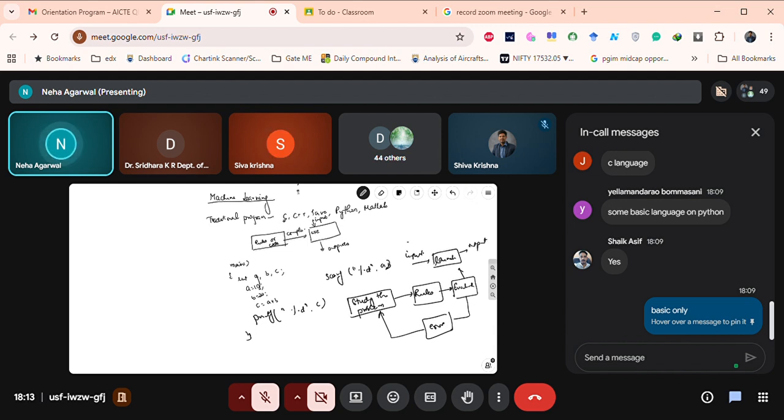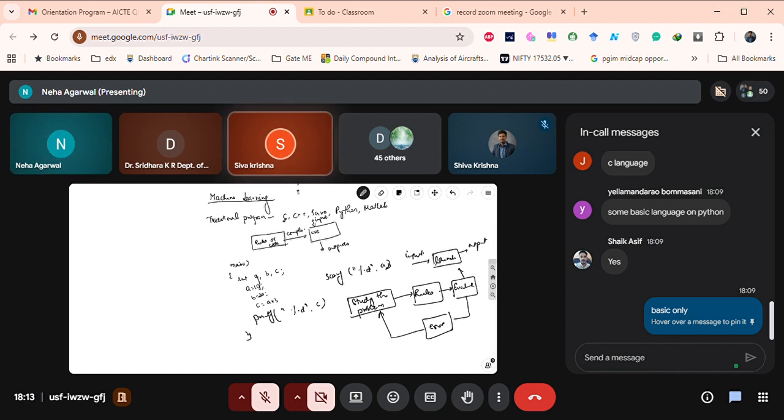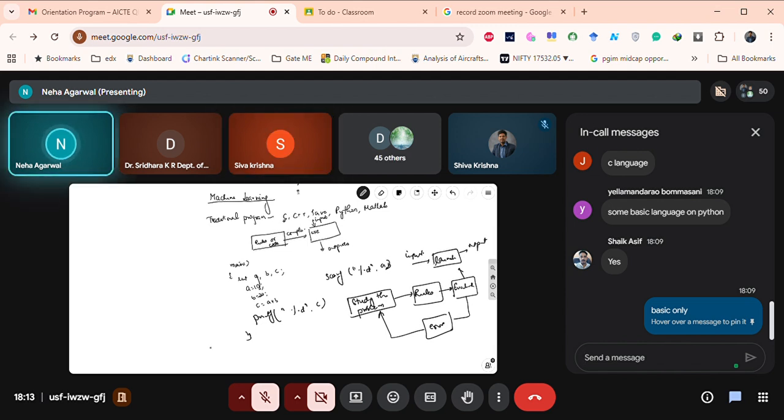I hope that everyone is familiar with this. And when we are talking about any programming language, generally we work with this type of pipeline of steps to run any program. Yes? Yes, madam. Okay.